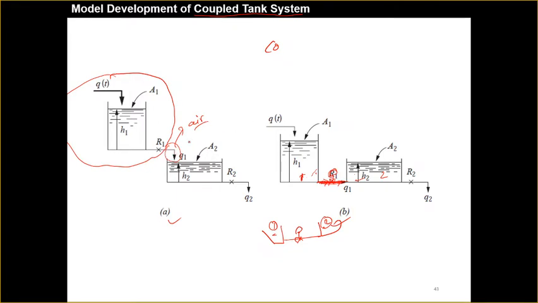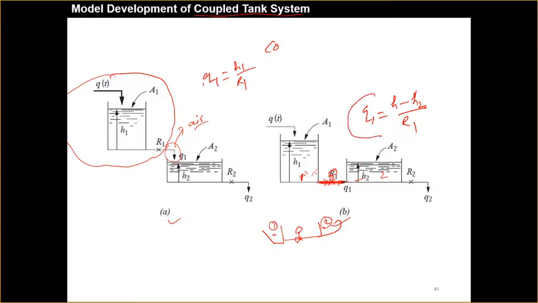what is the R1 here? Q1 is equal to H1 by R1. However, in this case, Q1 is equal to H1 minus H2 by R1, whatever the difference. This is coming from this side to this side. Now the difference: H1 minus H2 by R1.